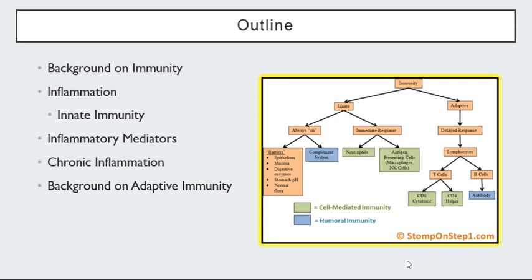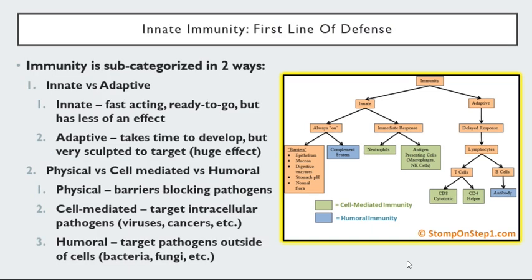All right, so we're going to go over its background, talk about inflammatory mediators, chronic inflammation, and then some of the adaptive immunity as well. Again, the reason why this is important is because a lot of pathophysiology is mediated by your immune system freaking out and starting to destroy stuff that should not be destroyed.